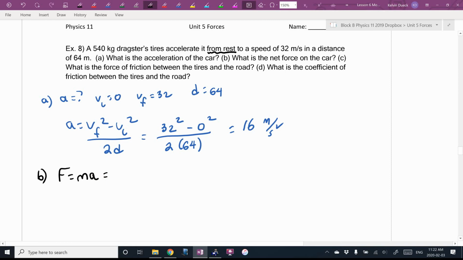Did they give me a mass? 540. Did they give me an acceleration? Oh, what did I find in part A? Jimmy, you writing this down? I don't think you were. You are? Good. 540 times 16.